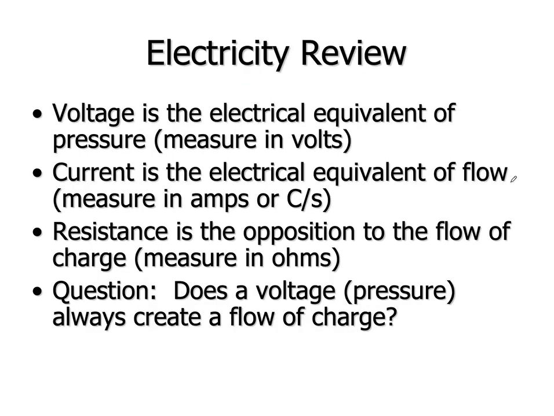So remember, voltage is the electrical equivalent of pressure, current is the electrical equivalent of flow, resistance is the opposition of the flow of charge, measured in ohms. Does a voltage always create a flow of charge? Now think about this in terms of water for a moment. Just because you have water pressure, do you necessarily have a flow of water? Think, for example, in your bathroom. The water in the pipes is under pressure, but is there a flow necessarily? The answer is no, not necessarily until you turn on the faucet or the tap.